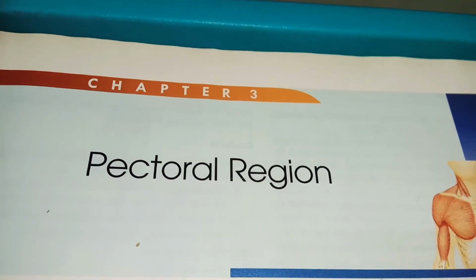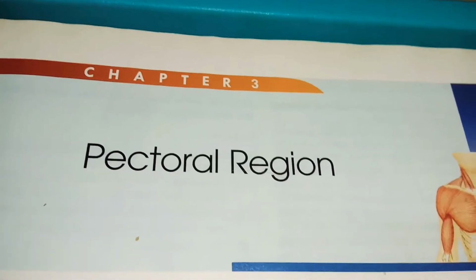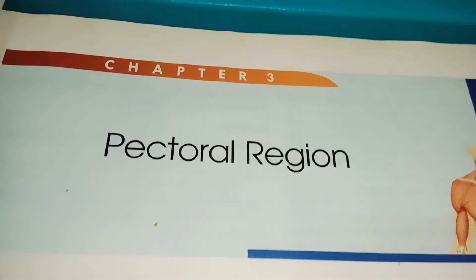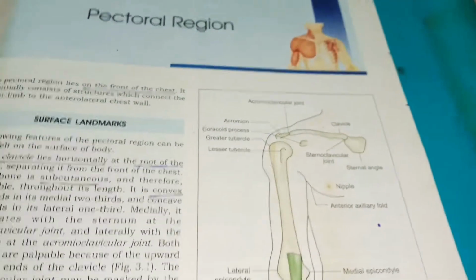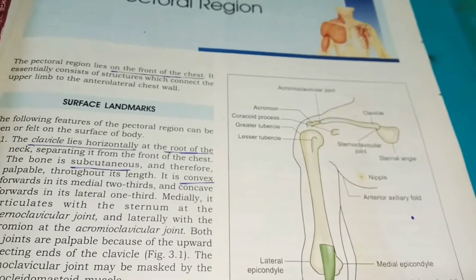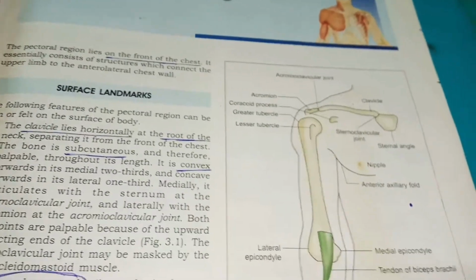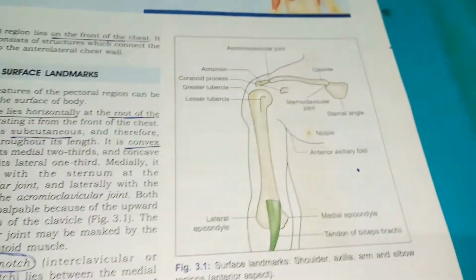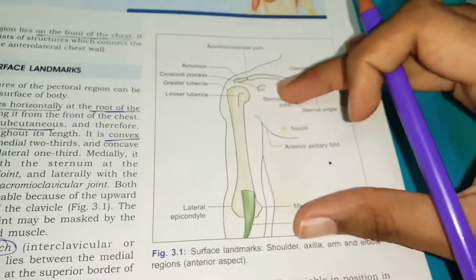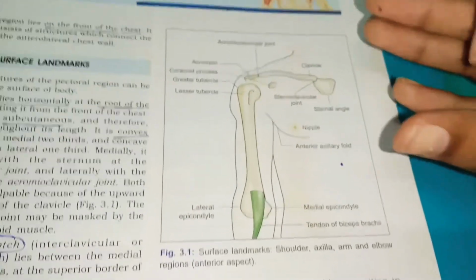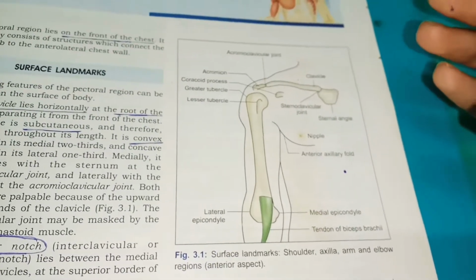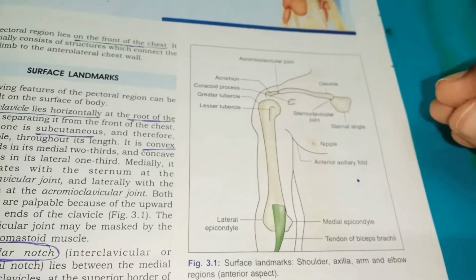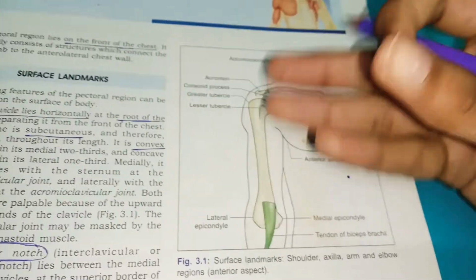Today we are going to start pectoral region anatomy. It's very simple and very easy to learn the surface landmarks of the pectoral region. So let us start with the pectoral region surface landmarks. Just by this diagram we are going to understand today the whole surface landmarks of the pectoral region. The pectoral region is nothing but the front of the chest.